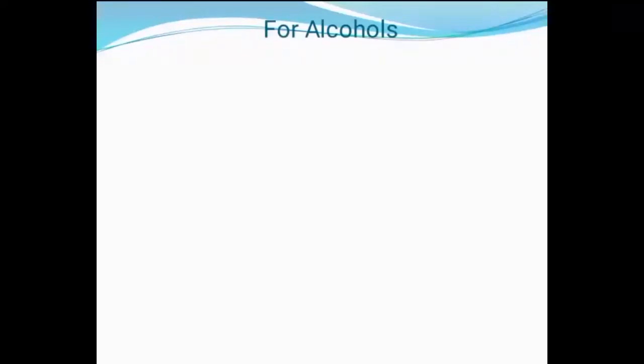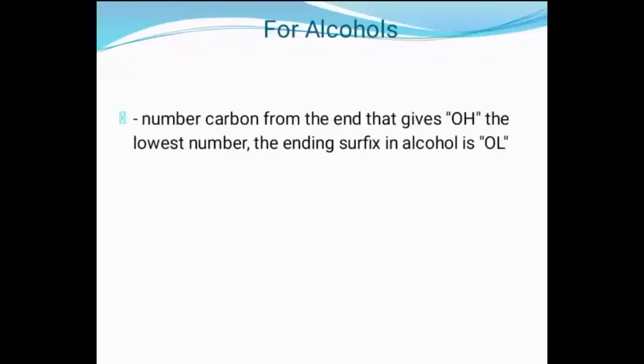Let's look at alcohols. In alcohols, you number from the end that gives the functional group OH the lowest number. The functional group for alcohols is OH. So you number from the end that will give the OH the lowest number. The ending suffix for this group, that is for alcohols, is "-ol". Whatever compound we have, after naming the number of carbon atoms, we end it with "-ol".